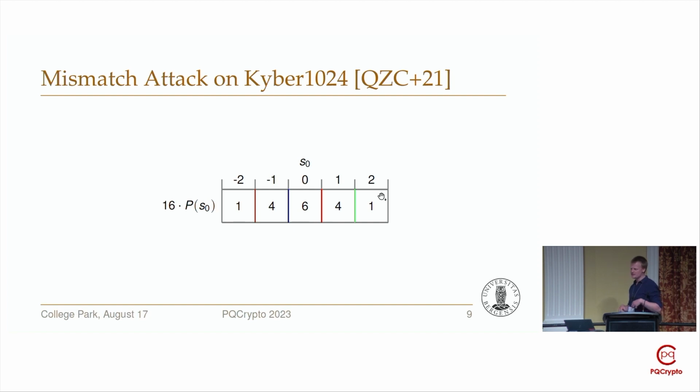So this is how the mismatch attack worked in the Asiacrypt 21 paper, specifically on Kyber 1024.